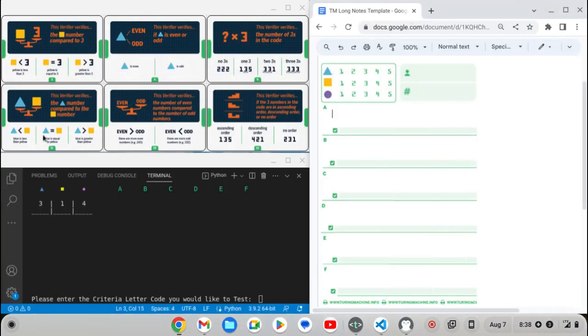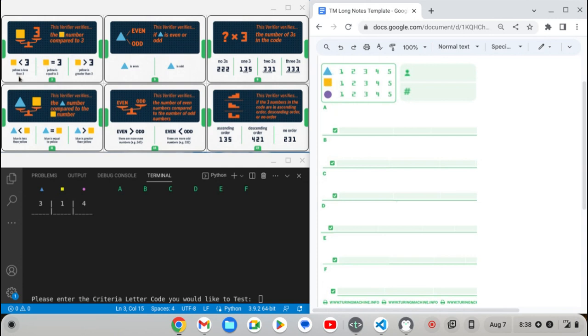So on our grid above, we've got our 6 criteria cards. On the top row, we've got criteria card A, criteria card B, and criteria card C. On the bottom row, we've got criteria card D, criteria card E, and finally criteria card F. So criteria card A looks at our middle digit, our square digit, and compares it to the number 3.